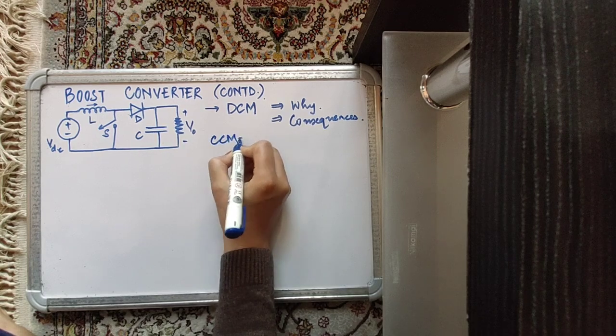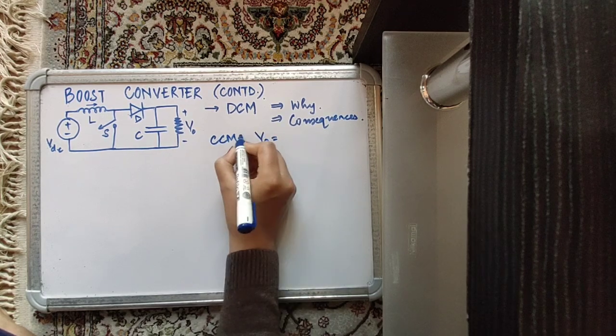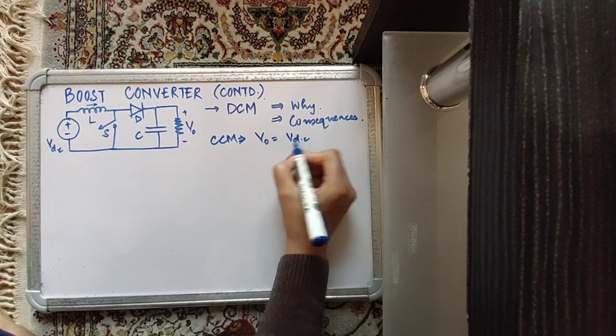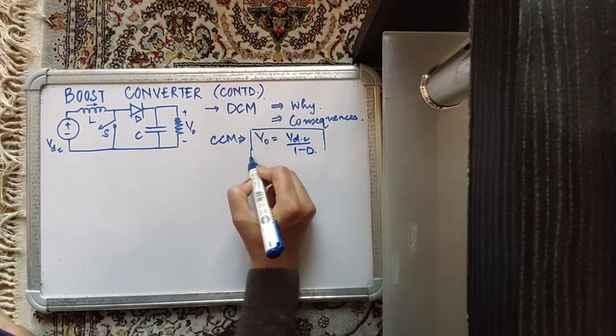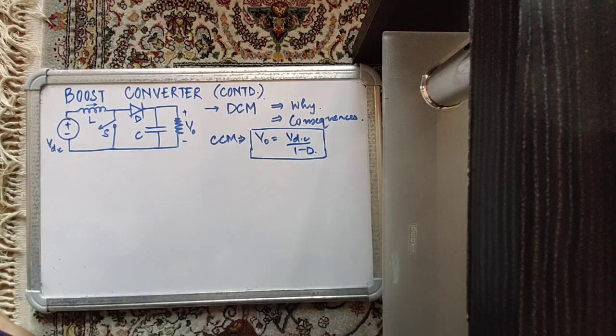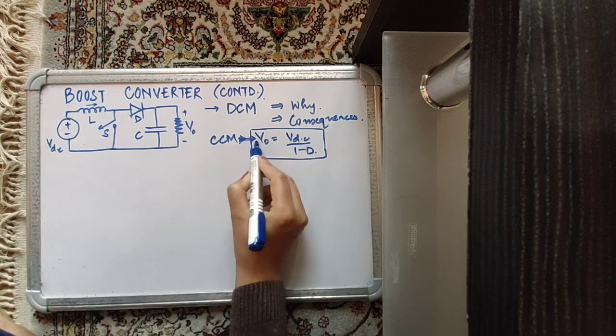For now, from the analysis that we have done previously, we know that in continuous conduction mode, the output voltage of the converter V0 is equal to VDC upon 1 minus D, where D is the duty ratio, or the ratio of turn on time upon the total switching interval of the device used in the converter circuit. So this is the expression for continuous conduction mode.